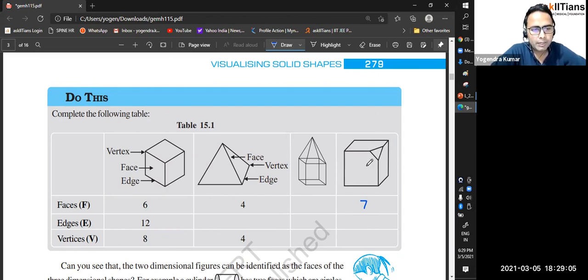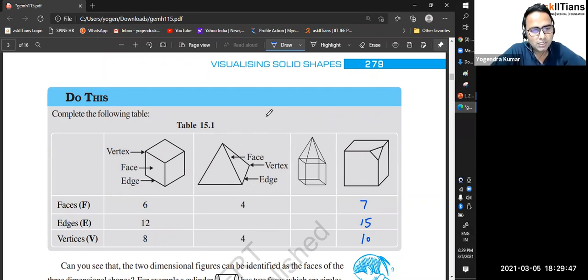8, right? But by cutting this one corner, we have created 2 more extra vertices, so now there are 10 vertices in total. Now how many edges are there? Generally 12 edges are there in a cuboid, but here 3 more edges have been created. So how many in total? 15, right?